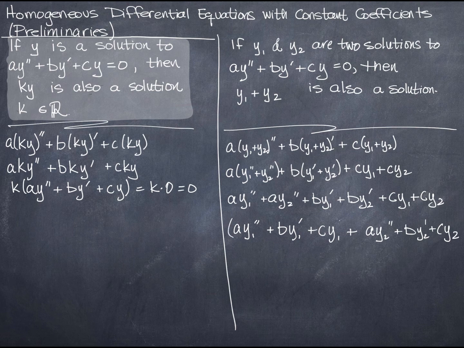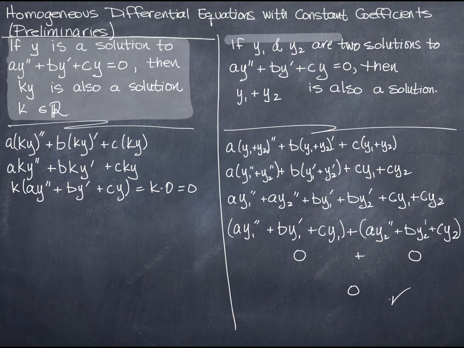And if you look at this, you'll see, if I collect things that way, that each group is the left-hand side of my equation for a particular solution. Remember, if y1 is a solution to this equation and y2 is a solution to this equation, then I can replace y with y1 here and I'll get 0, or I can replace y with y2 and get 0. So this thing right here is 0, and so is the other one. So this gives me 0 plus 0, which is 0. So that also works out for us.